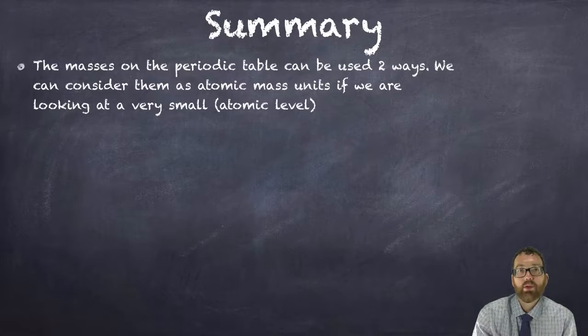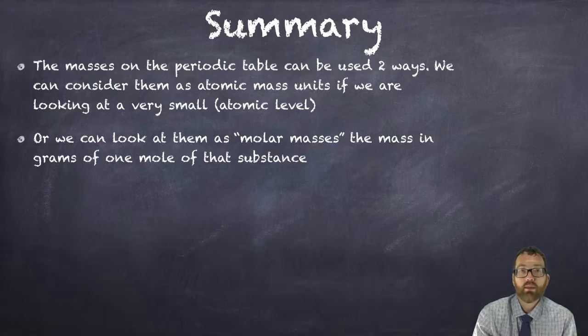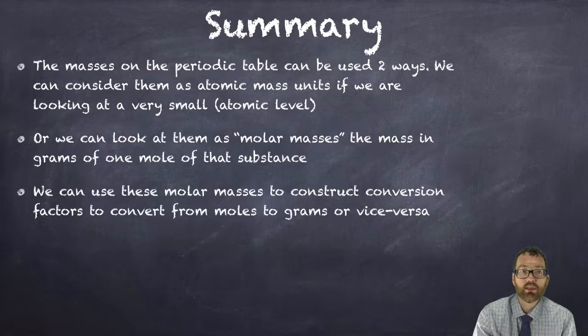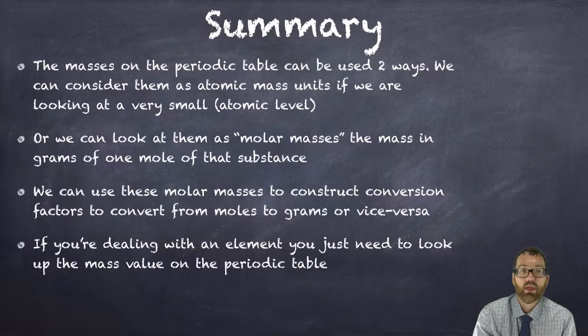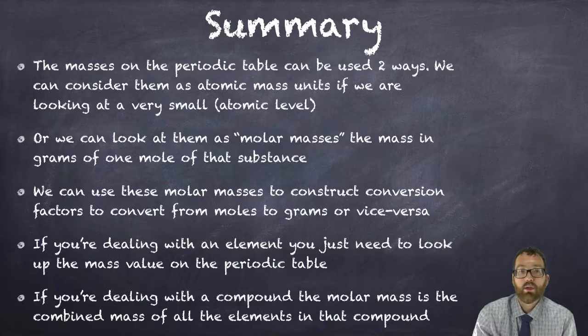So the masses on the periodic table can be used 2 different ways. We can consider them as atomic mass units if we're looking at very small things, like on the atomic level. Or we can look at them as molar masses, the masses in grams of 1 mole of that substance. And we can use these molar masses to construct conversion factors to convert from moles to grams or vice versa. If you're dealing with an element, you just need to look up the mass value on the periodic table and use it in your conversion factor. But if you're dealing with a compound, the molar mass is the combined mass of all the elements in that compound.